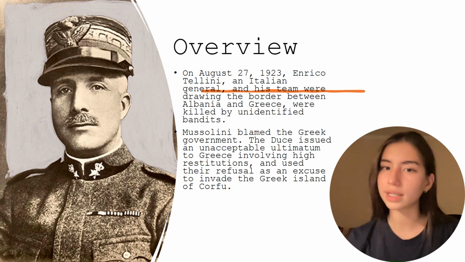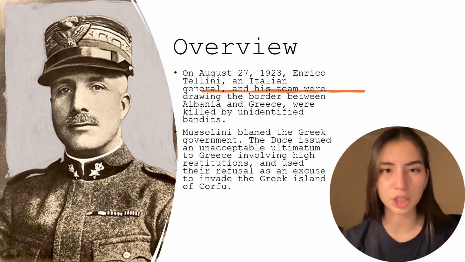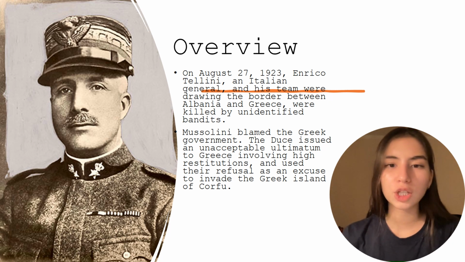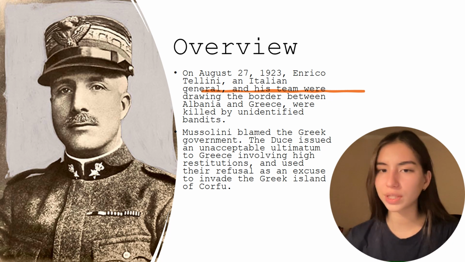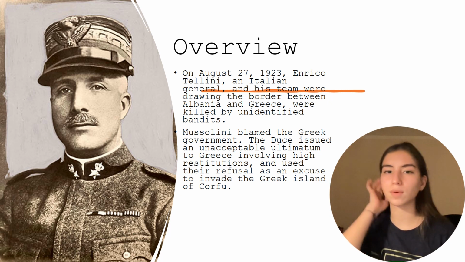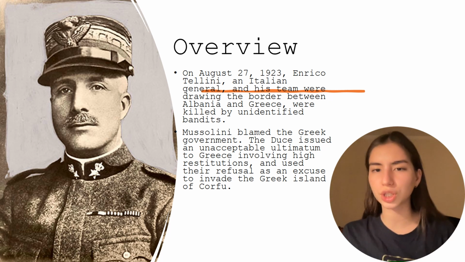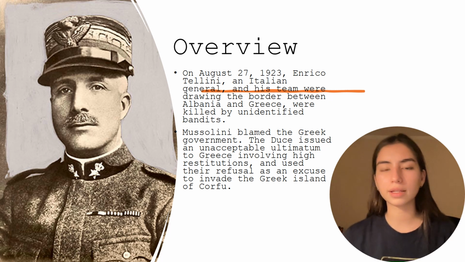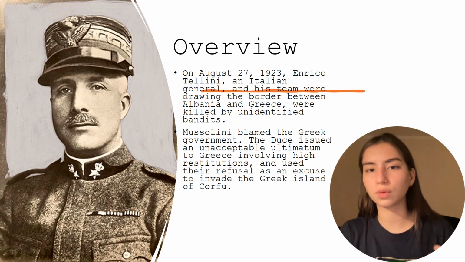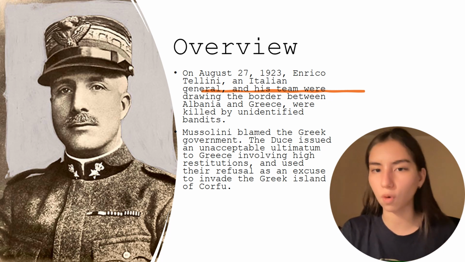However, Mussolini, the Italian dictator, blamed the Greek government, and he claimed that they were in on it, and it was a planned assassination. He issued some terms to Greece, saying that if Greece didn't accept these terms, Italy would invade. And obviously, Greece didn't accept these terms because they were unacceptable, because they involved very, very high restitutions, like very, very high fines. And Mussolini, when he heard that the Greeks had refused, used this as an excuse to invade the Greek island of Corfu.